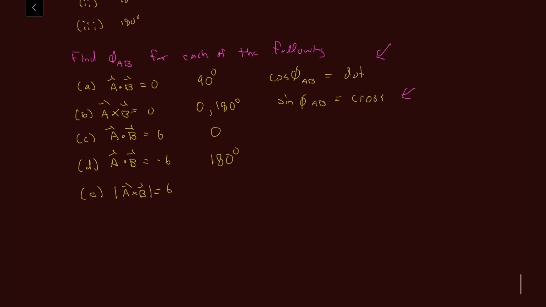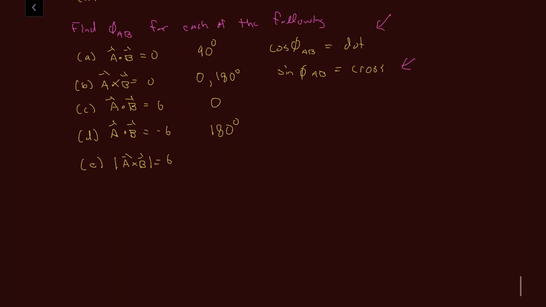Now, the magnitude of the cross product between A and B is equal to 6. That happens when the sine of the angle between them is equal to 1, which happens at 90 degrees. Now, that's going to be your answers for the testing your understanding of section 1.10.